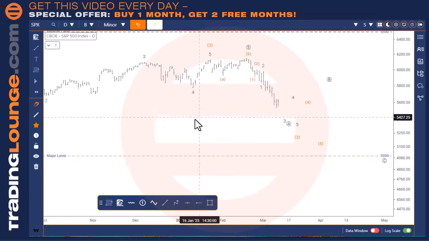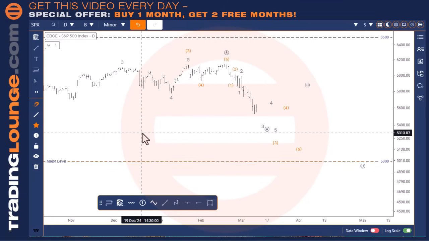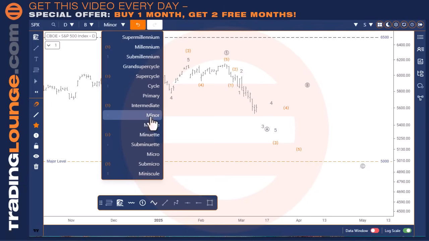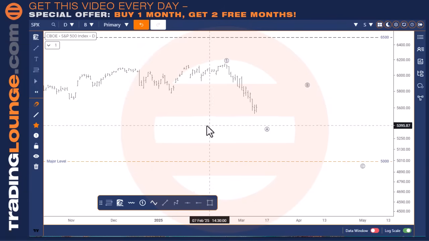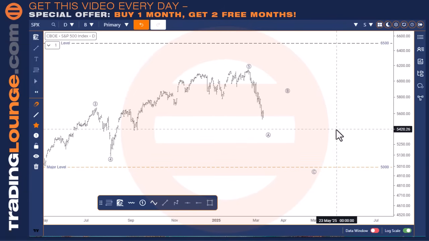So that would be the move to the downside at this point. So I'm just going to tuck those away here. And yeah, so that would be it at this point.